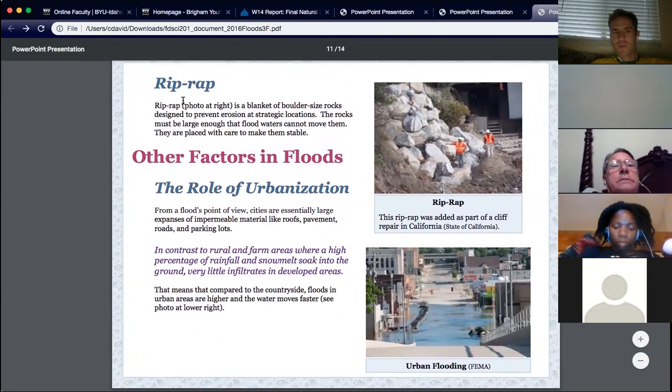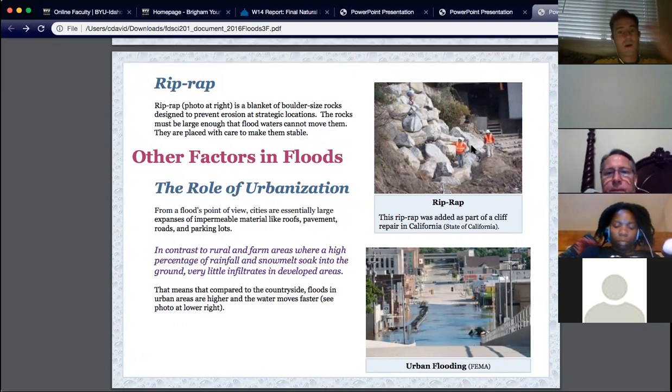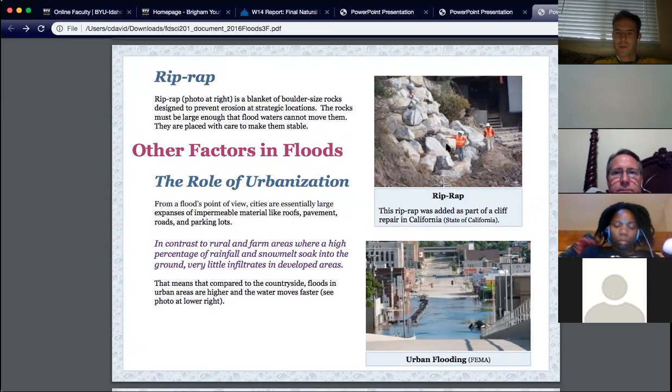You can also use riprap right here. This is basically a blanket of boulder-sized rocks, designed to prevent erosion. Your water's not going to be able to go in and rip these out, because these are the size of people, bigger. These are thousands of pounds of rocks. It'd take something catastrophic to move these. And so you can basically put this on top and kind of fortify your walls, so that the flood's not going to come through and break through.